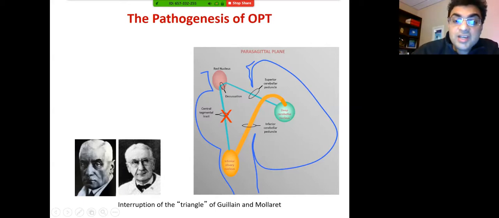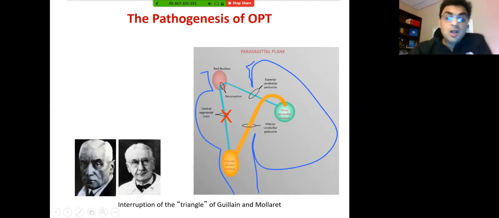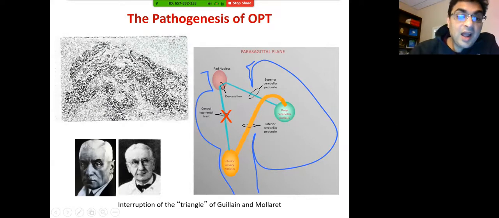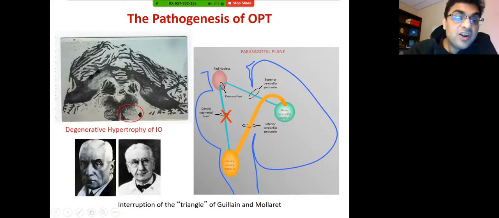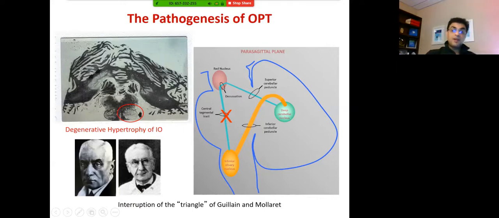So when you have a lesion in the central tegmental tract, as in our poor patient with the AVM rupture, what happens is the inferior olive gets hypertrophied. It's actually degenerative hypertrophy, so it's called pseudohypertrophy, and that's a classic pathognomonic feature of oculopalatal tremor.